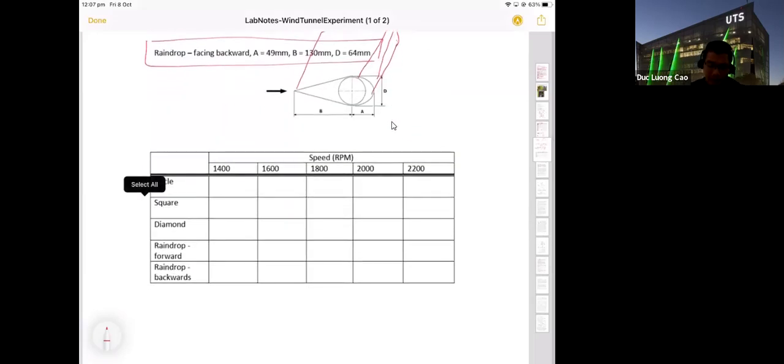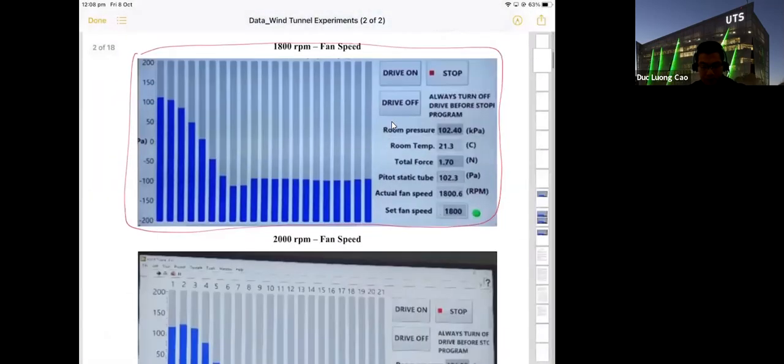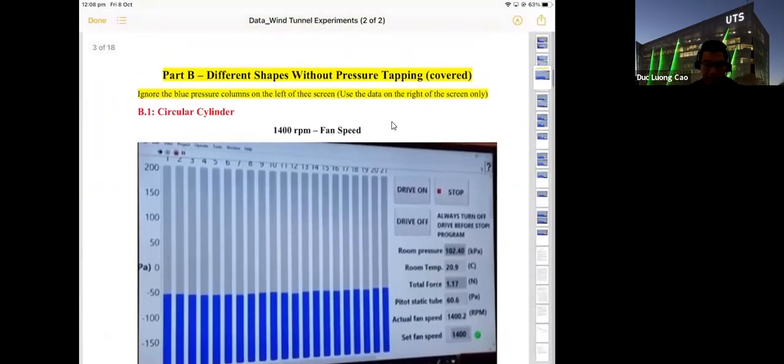Similar to part A, in this table we have 5 speeds, but you will choose 3 fan speeds only. 3 fan speeds, that's enough. For each object, you will use the data at 3 fan speeds. And the data here is for part B.